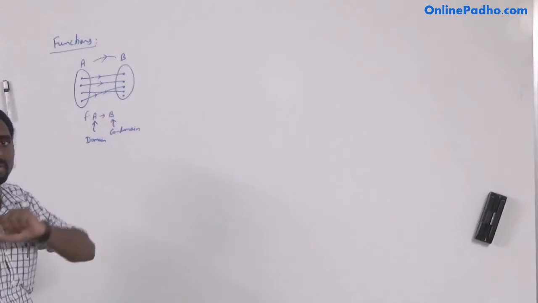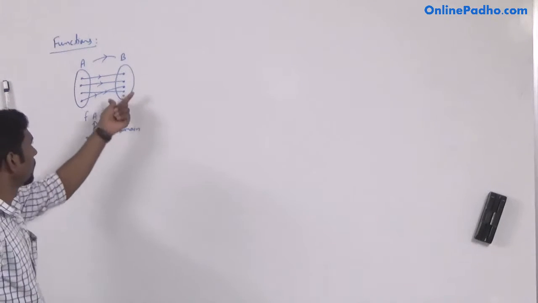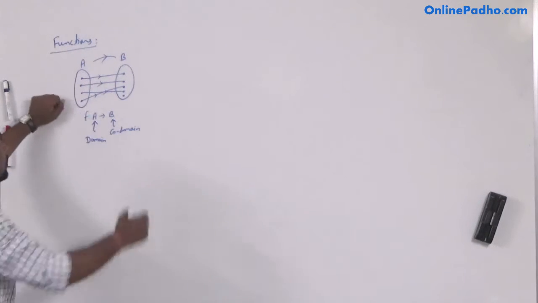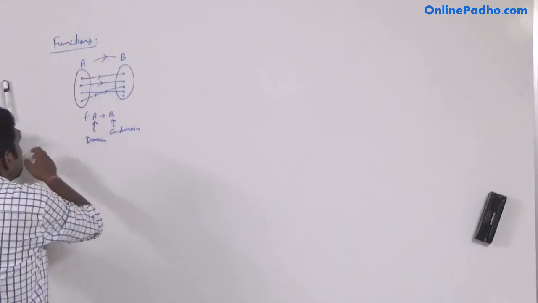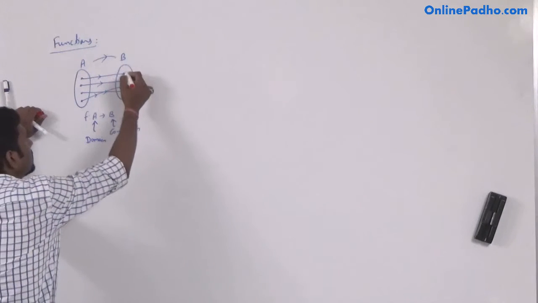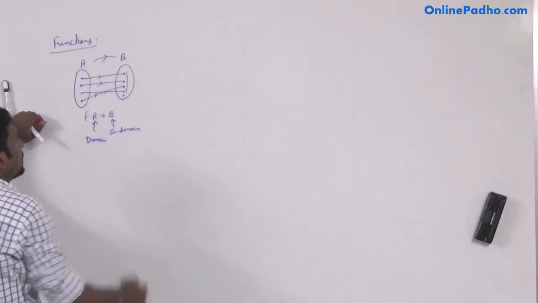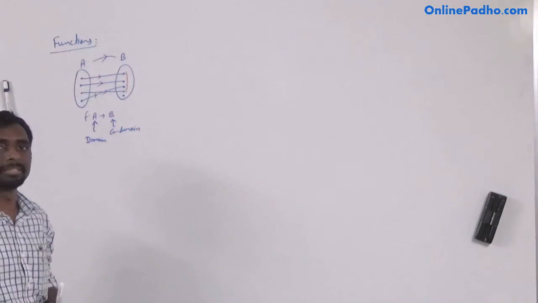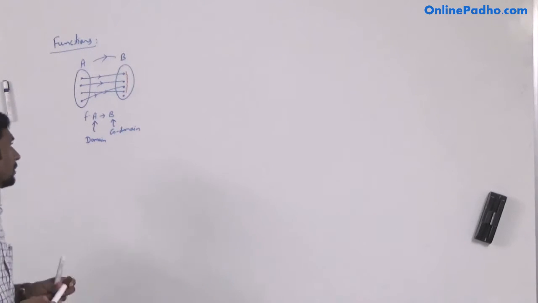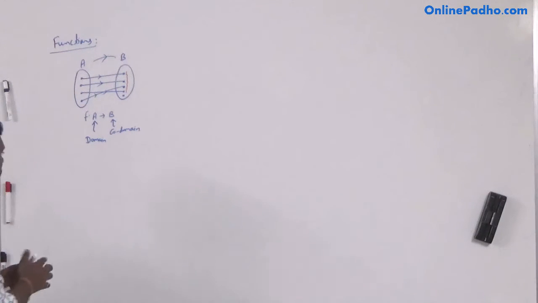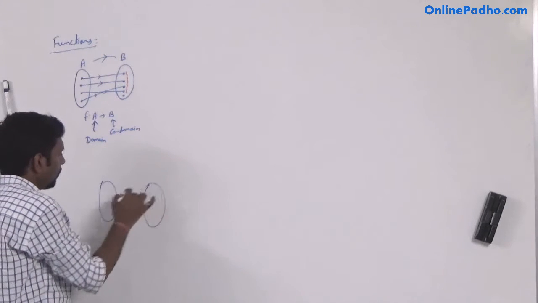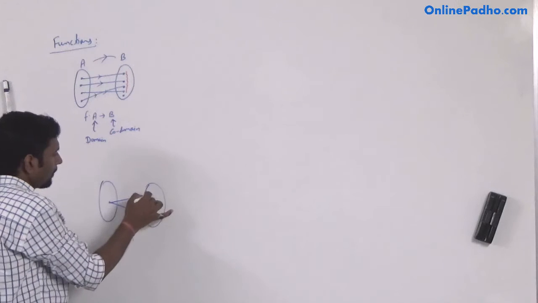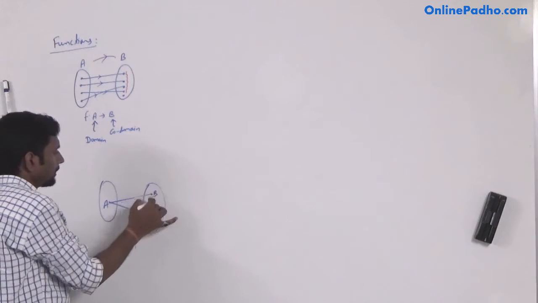Now, what is the range of the function? The range is the subset of the codomain whose elements are related to a pre-image. That is called the range. So the set of these four elements is called the range. Range is not equal to codomain in every case. This is one example of a function. But if in any case we have two different images of an element, this cannot be a function.